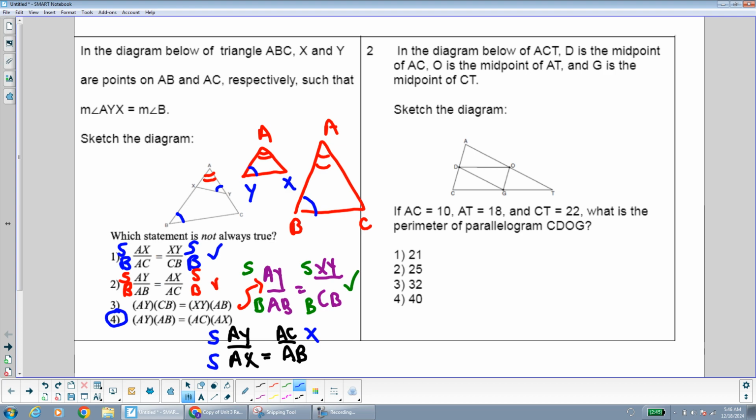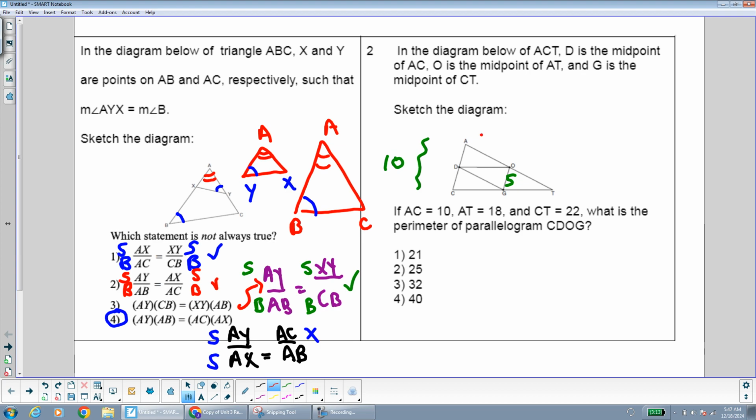In question number 2, we're given that these points are midpoints. So what we have here are mid-segments of the triangles. And we know that the mid-segment of a triangle is parallel to the third side, the side it's not touching, and it's also half the length of the third side. We're told here that AC is 10. So I don't know if it's going to help me, but if AC is 10, that's the base, the third side for this mid-segment, because this mid-segment's not touching the side. So this mid-segment is 5.